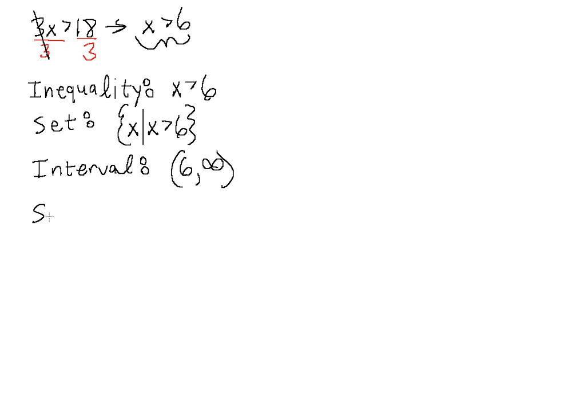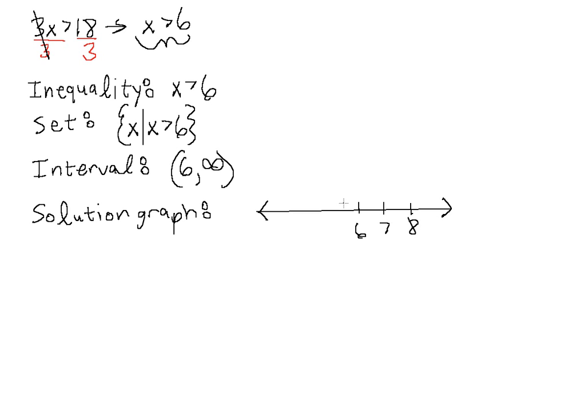Now we have a solution graph. The fourth notation is a solution graph, and a solution graph is simply a number line like this. We're going to put 6 in the middle. That's generally a good idea. Write a few numbers on both sides, 5, 4, 3, and we know that 6 is not included in the solution set. We're including all numbers greater than 6, so all numbers to the right of 6. So we're going to put an open parentheses right at the number 6 and shade to the right.